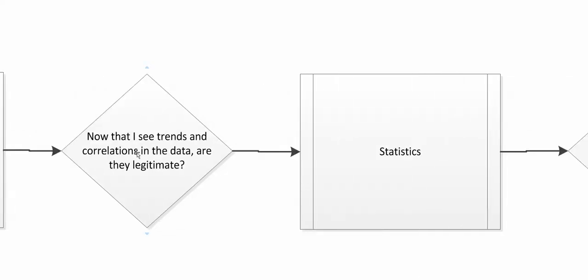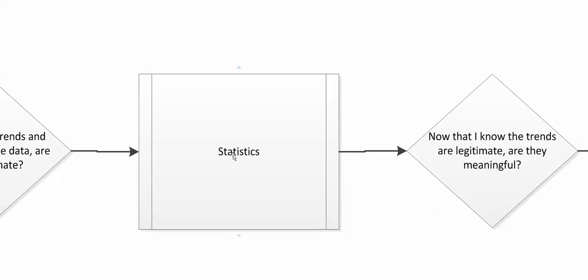Now that you visualized it and now that I see trends and correlations in the data, are these trends legitimate? In other words, that's statistics. That's saying, is the sample size big enough? Are there other kinds of issues with the data that make the trends we see questionable? And that's a really important piece of analyzing data, asking right up front the veracity of the data. And again, that's statistics, but it's also managerial mindset and just understanding the quality of data.